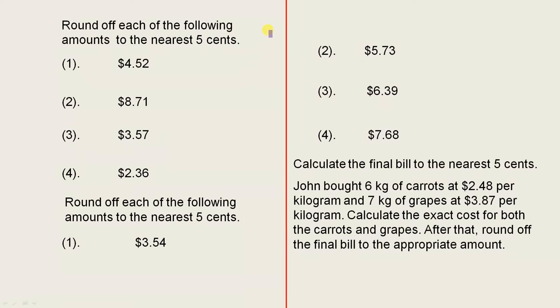So let's see what's required. Round off each of the following amounts to the nearest 5 cents. So $4.52. We have to round that off to the nearest 5 cents.